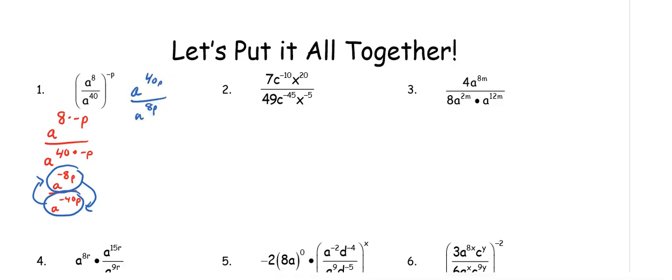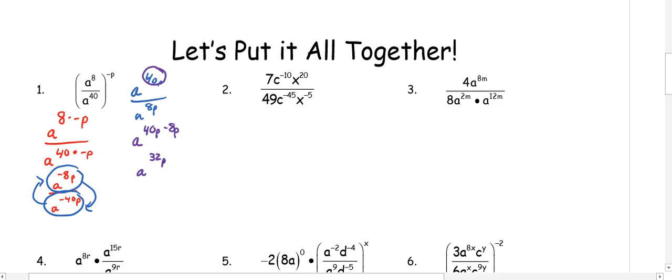Because they have the same base of a, we can subtract those exponents. So looking for the larger exponent, it is 40p. So we're going to subtract and leave it in the numerator. So we have 40p minus 8p, which gets us a to the 32p.